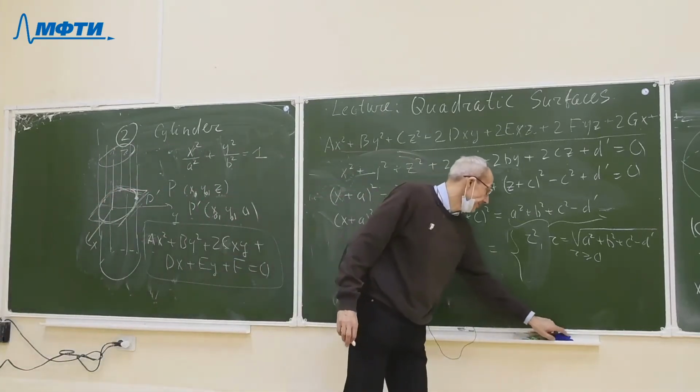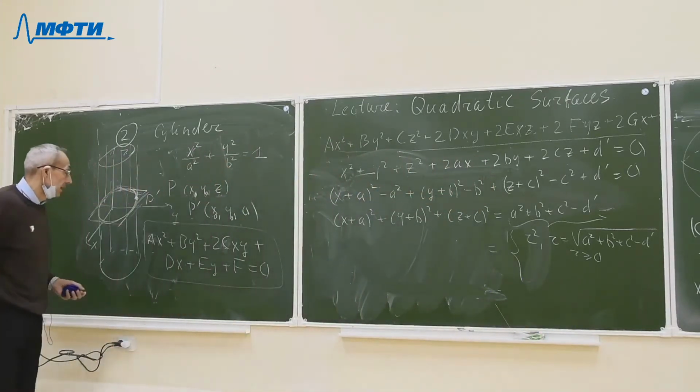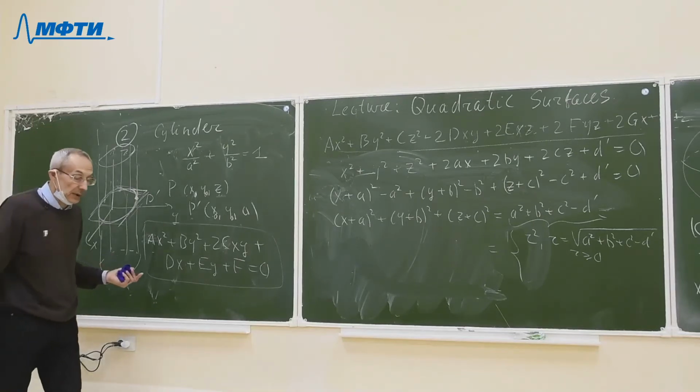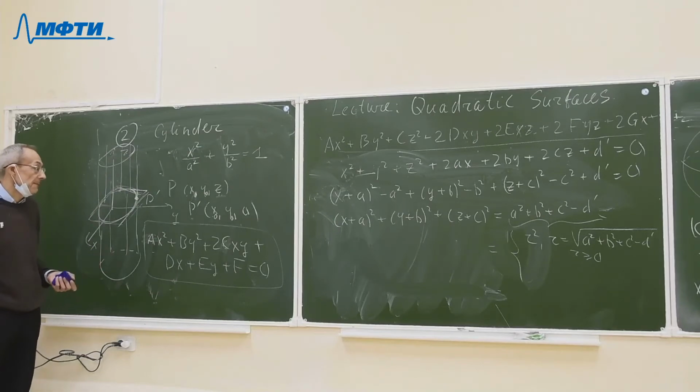But the equation of a cylinder can be of a more complex form, we can rotate our coordinate system, and in an arbitrary case, the problem of defining the cylinder can be quite complex. But in the cases when one of the coordinates is absent, it is easy to see that we obtain the cylinder.